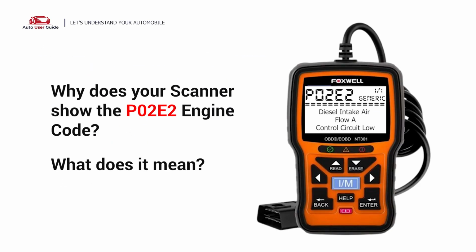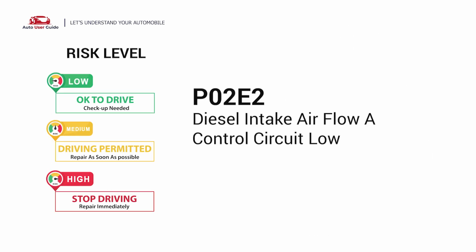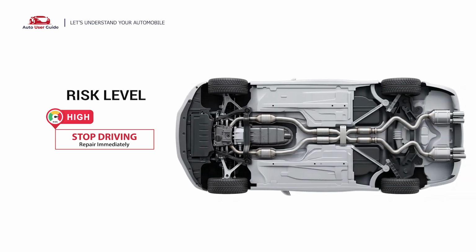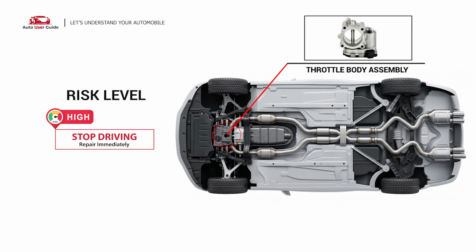Why does your scanner show the P02E2 engine code? What does it mean? P02E2 is a diagnostic trouble code for diesel intake airflow, a control circuit low. The P02E2 engine code indicates the powertrain control module, PCM, has detected a lower than expected electrical signal from the motorized throttle valve or intake airflow actuator. Under this circumstance, stop driving and repair your vehicle immediately.